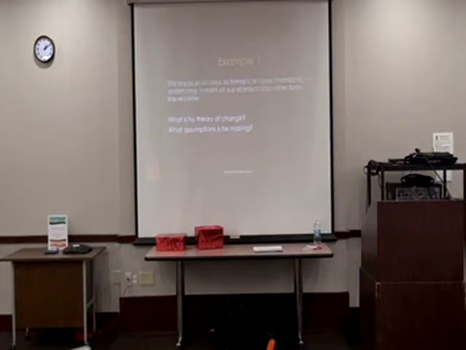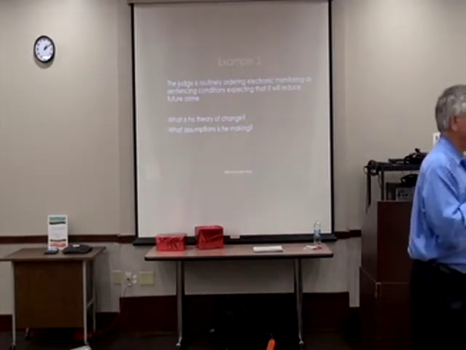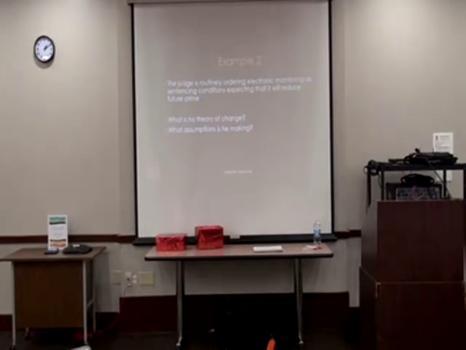Now, here's a correctional example. This happened to me, in fact. The judge is routinely ordering electronic monitoring as a sentencing condition, expecting that it will reduce future crime. What is the judge's theory of change? The electronic monitoring does what? It deters them. That's good. What's another part of that? That it reduces recidivism. What specifically does electronic monitoring do to reduce recidivism? Well, that's how we challenge him, right? But for some reason, he thinks it will. It restricts their movement, and therefore, what's going to happen?